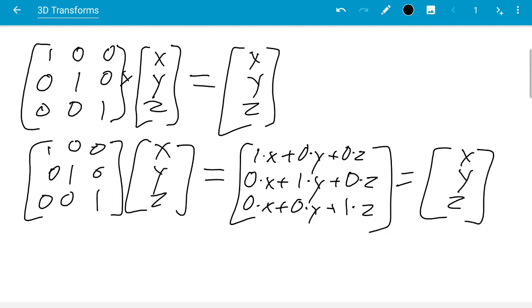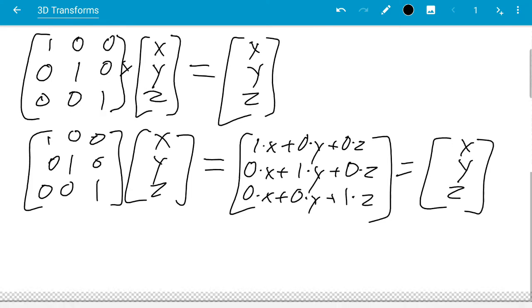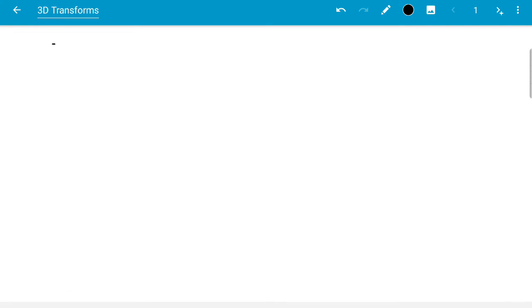All right, let's apply that to a slightly different matrix and see what happens. So let's try a matrix like this. 2, 3, 1.